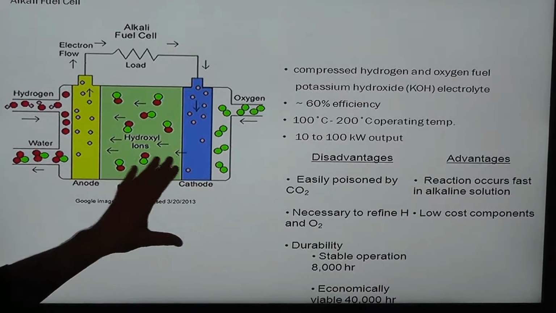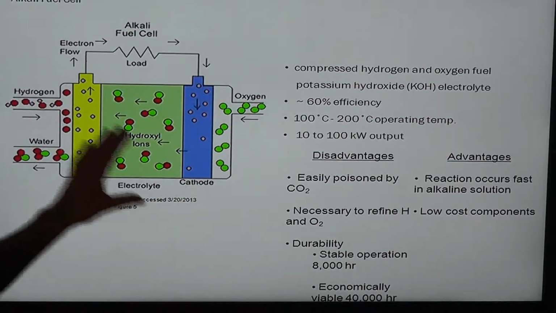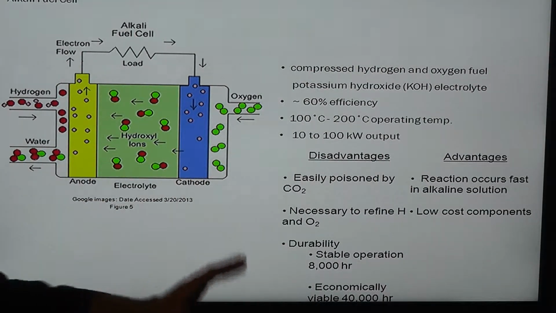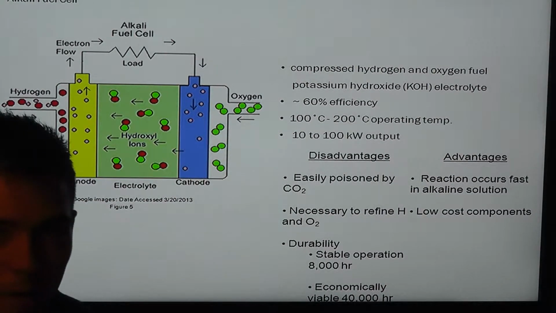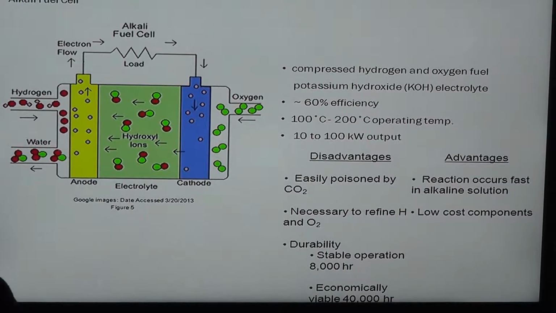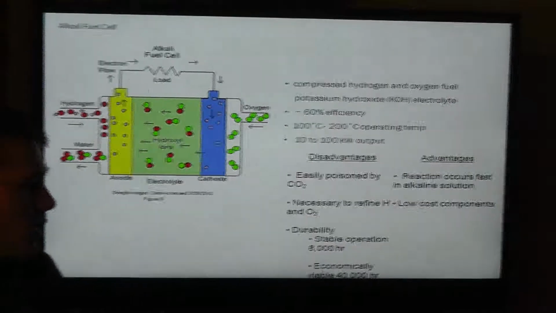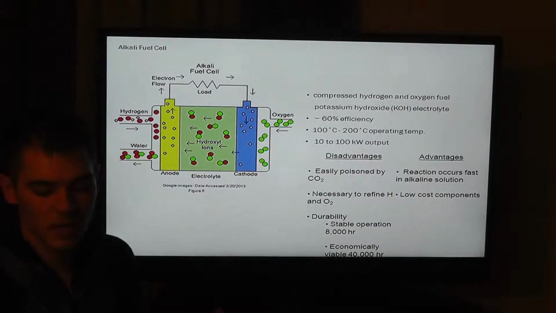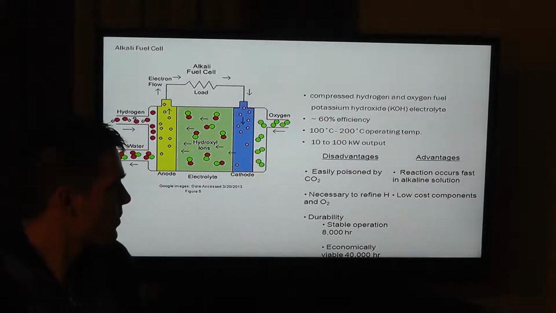Here they have a compressed hydrogen oxygen fuel that enters the fuel cell, and then it strips the electron and creates the current, and the byproduct again is heat and water. This one is 60% efficient. The only issue with it is that, one, it's only stable for 8,000 hours. For something to be economically viable, it needs to be stable for at least 40,000 hours.